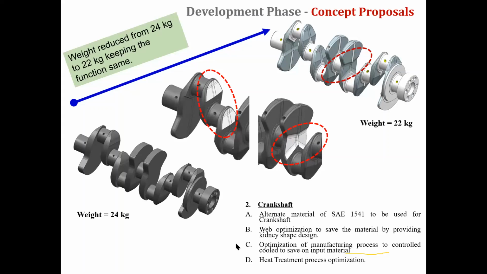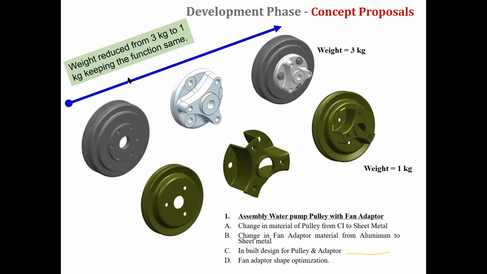Good. So even the heat treatment process gets optimized. So overall, even the 2 kg weight reduction is there, and you go for the third product, called the water pump. What is the function of the water pump? To transmit power. And here is the pulley. Initially, the pulley material is cast iron. They will change it to sheet metal, and almost 2 kg again gets reduced here.